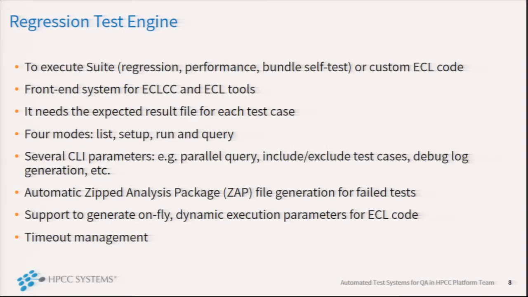Regression test engine. The Regression test engine is used to execute the suite, generate these parameters, so generate the versioning, and execute the test cases one by one or in parallel, check the timeouts, and report everything back. And if anything failed, then it can generate a zipped analysis package, which contains, besides the log files, everything needed to analyze what happened, what's going on, and what went wrong.